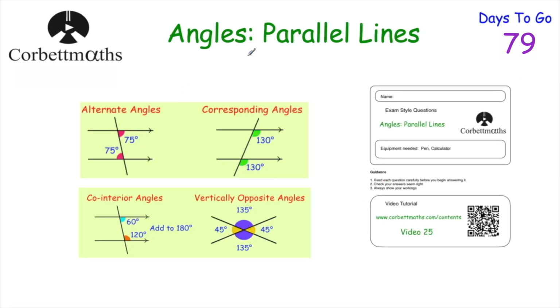So in this video, we've gone through angles and parallel lines. We've looked at alternate angles, so those Z angles, but make sure you call them alternate angles. Those corresponding angles, like bottom right, top left, and so on. We've looked at co-interior angles, so those angles will add together to be 180 degrees, and vertically opposite angles being equal to each other. And that's it.